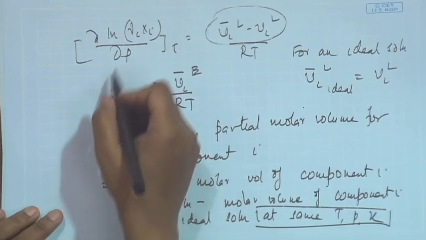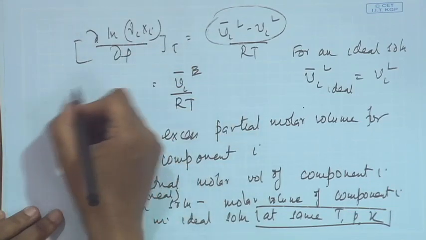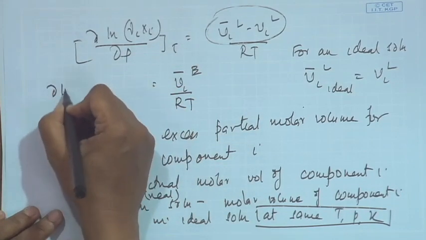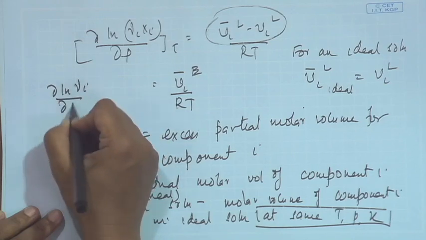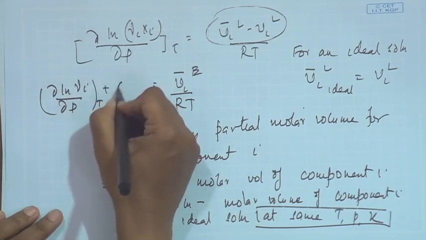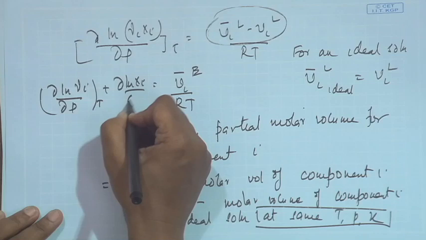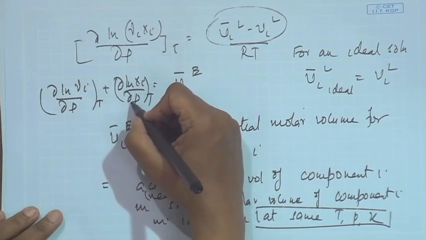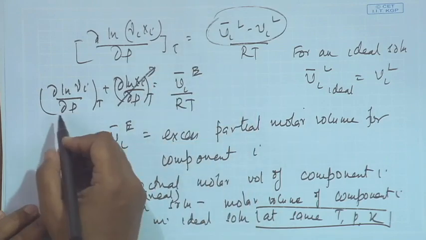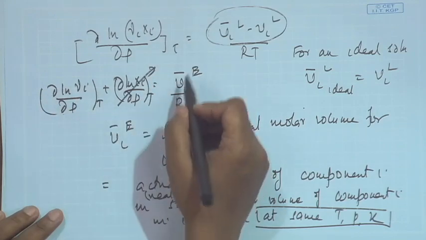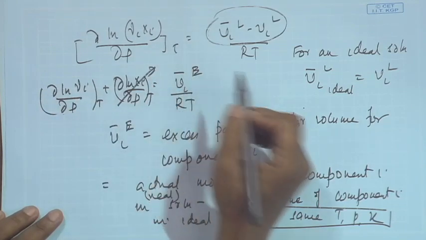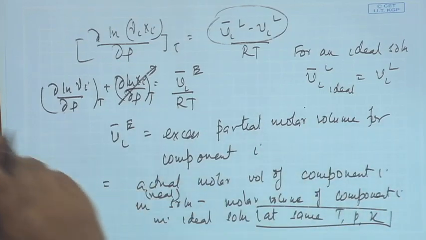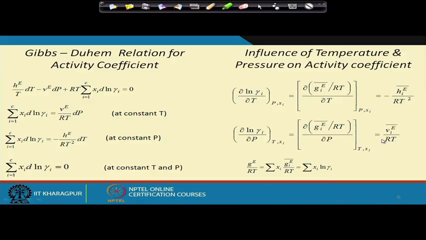And what is this ∂ ln γi by ∂P? Can we not write it down as ∂ ln γi ∂P at constant T plus ∂ ln xi ∂P at constant T? We know that xi, the mole fraction, does not change with pressure. So, ∂ ln γi ∂P can be related to the partial molar excess volume for component i, which I have also written down in this particular equation.